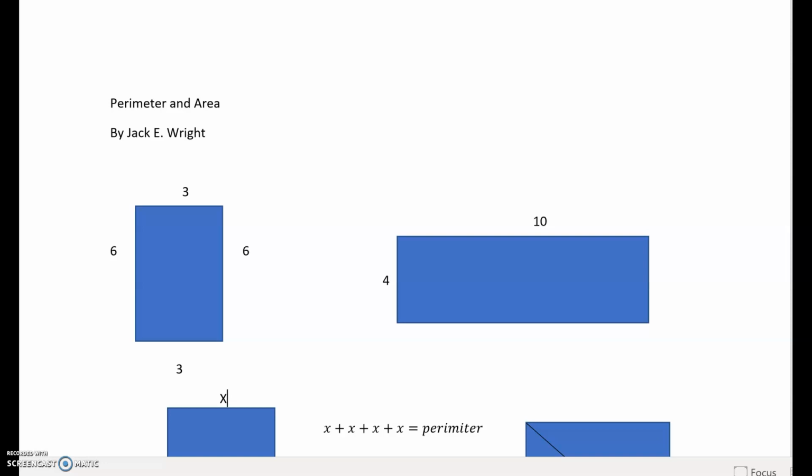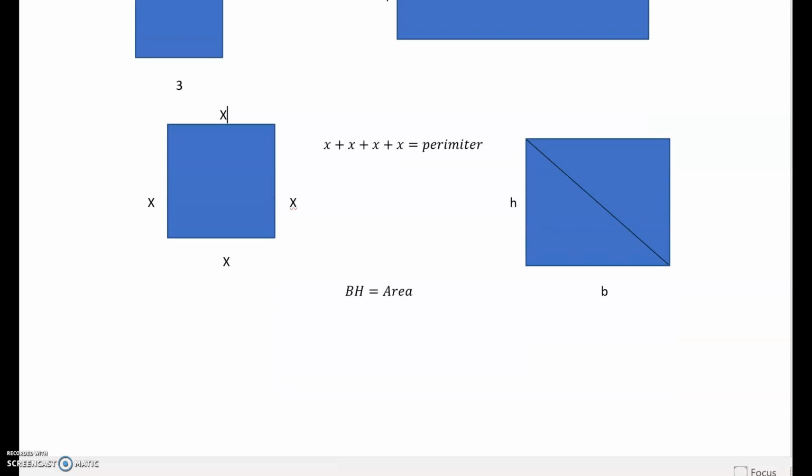So, first, what is perimeter? Perimeter is basically the outside of an area. It's basically a fence or a wall outside of any shape possible that you can think of. It could have 7 sides, 8 sides, 9 sides, whatever sides. And you just need to find the area. And to find the perimeter, you add up each of the sides.